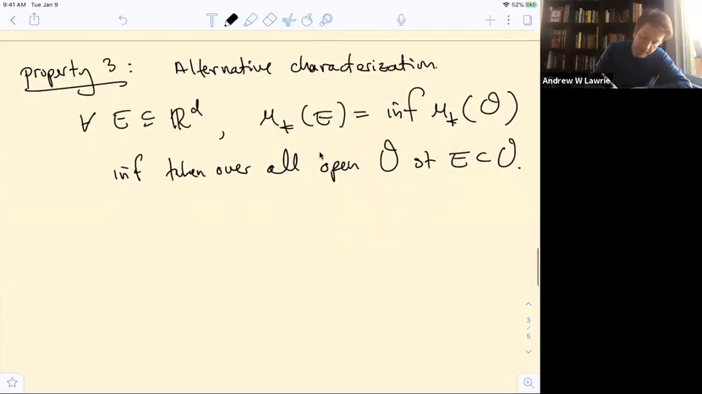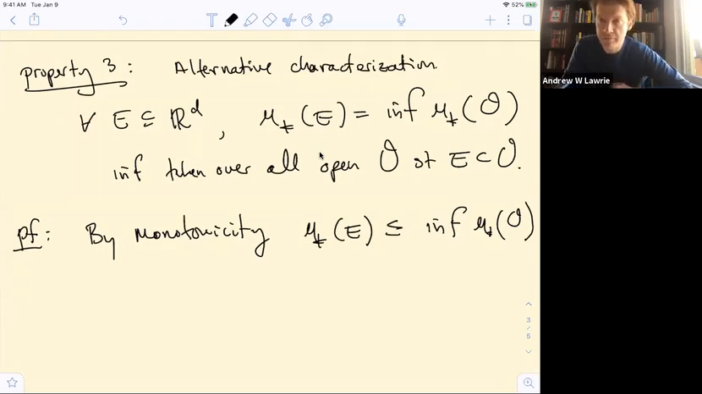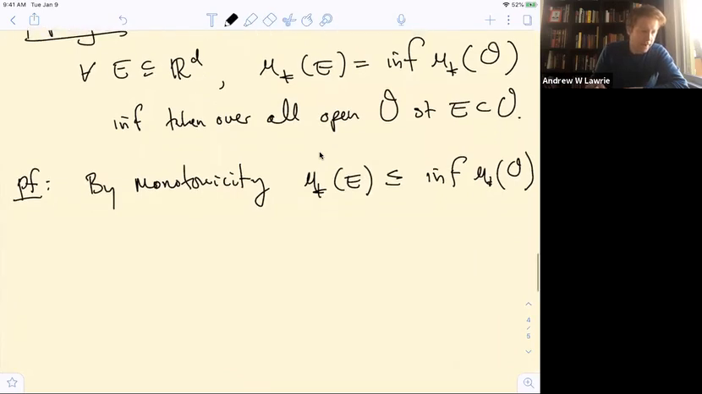Okay, what's the proof of this? By monotonicity, by property 1, this inequality is clear. Right, because this is true for every open set. μ*(E) is less than or equal to μ* of every open set that contains E, so it's less than or equal to the inf of all those numbers. But now we want to obtain the opposite inequality.